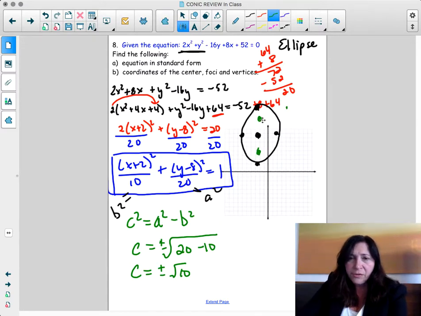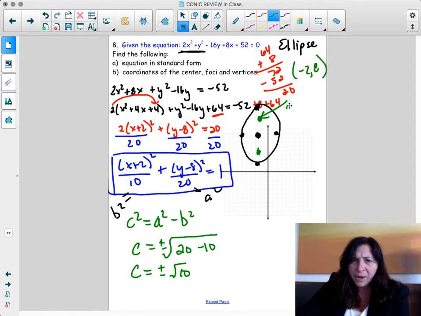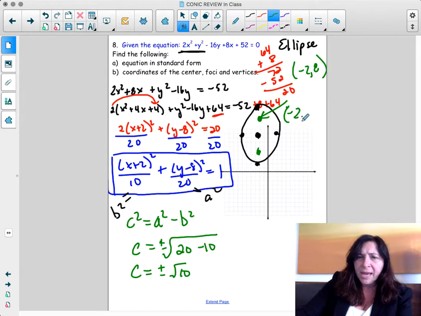So where are those? You're going to have to tell me where those are. Those are going to be on the y-axis again. My center was at -2, 8. So because it's a y-axis, my focal points are going to be -2, 8, plus or minus, that goes for both of them, square root of 10. And that's my foci. Those are my foci.